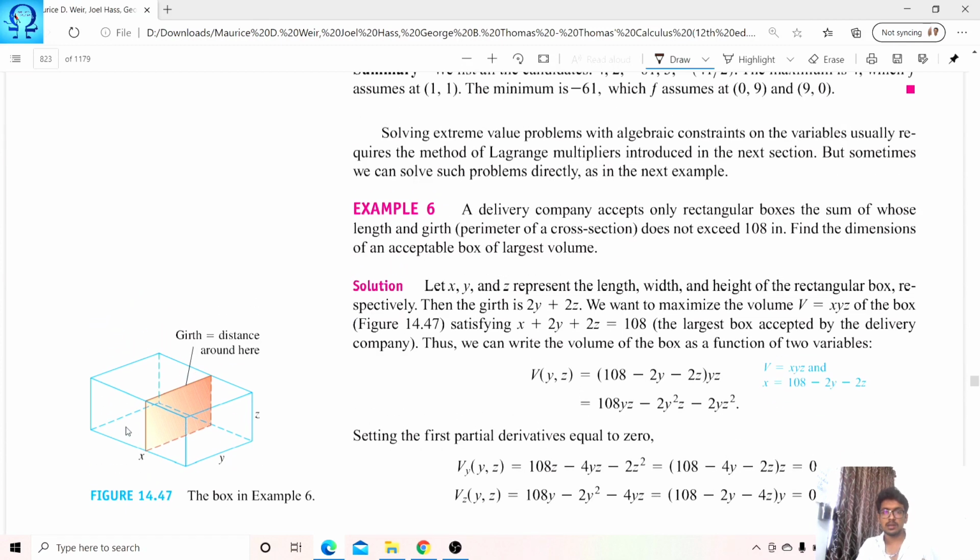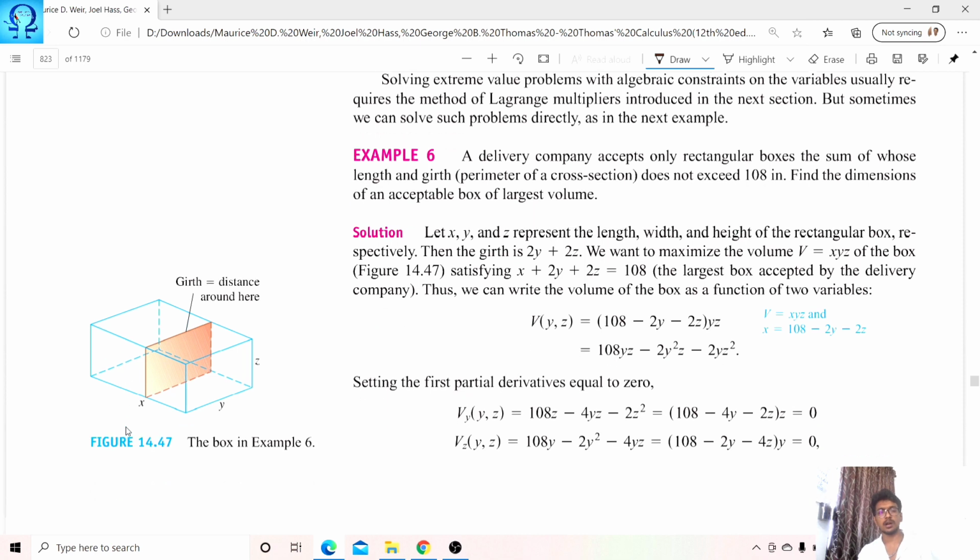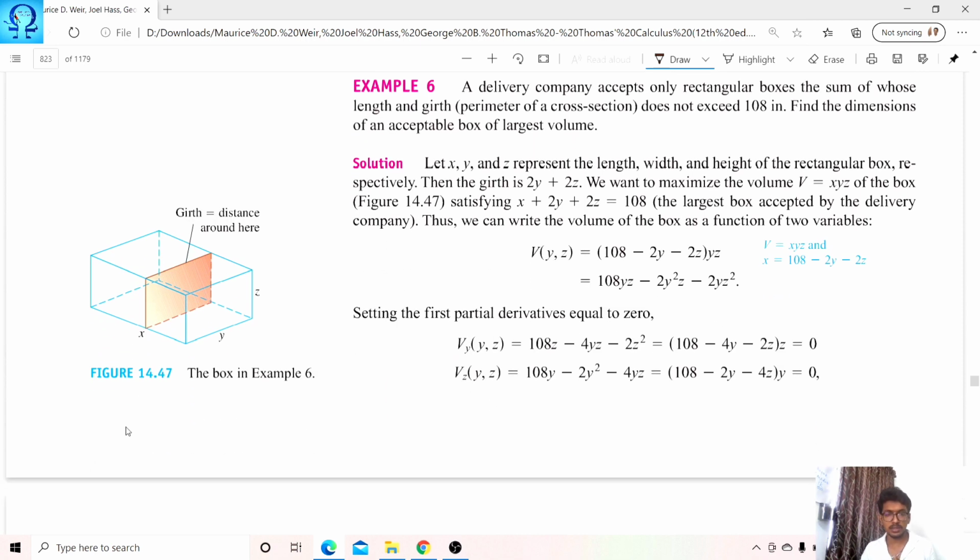Okay, and here we have some practical kind of an example. To solve these kind of problems, we use the method of Lagrange multipliers. That is to be seen in the next lecture, but still using some direct methods also we are able to find the calculations, and that is explained in this problem. Here a delivery company accepts only rectangular boxes.